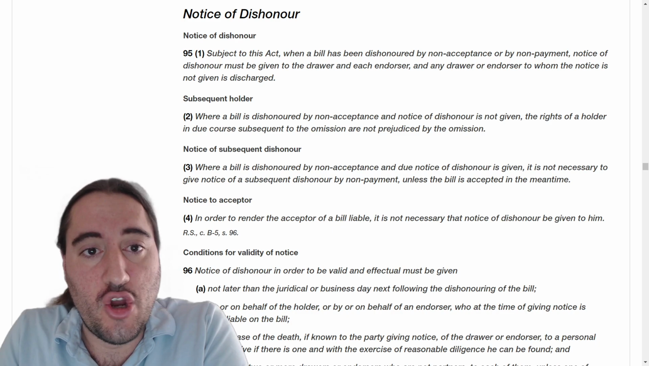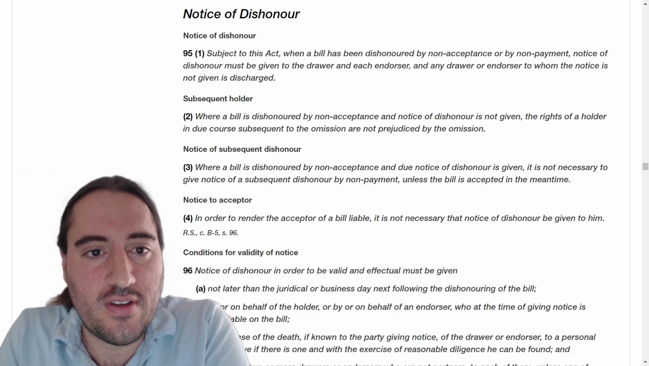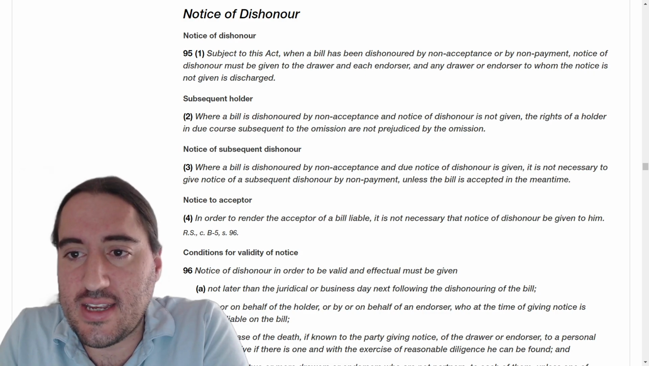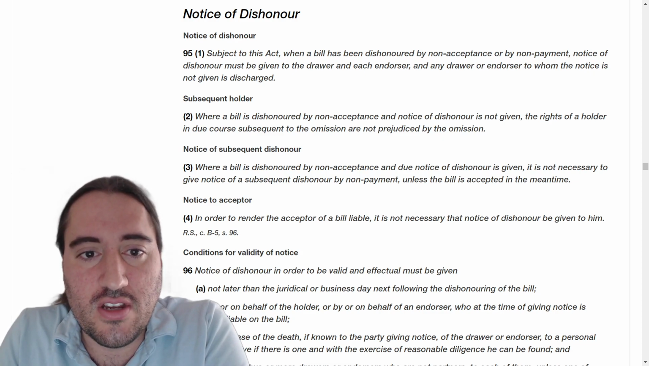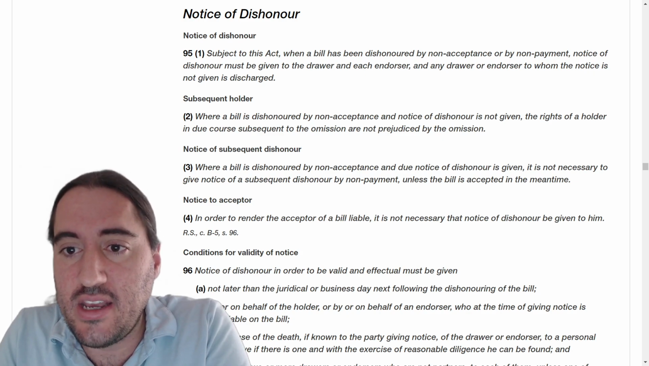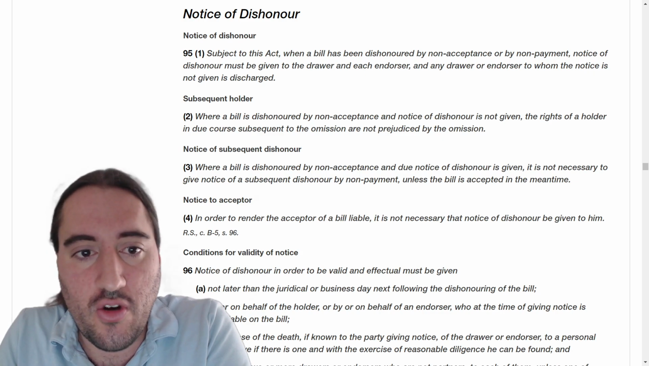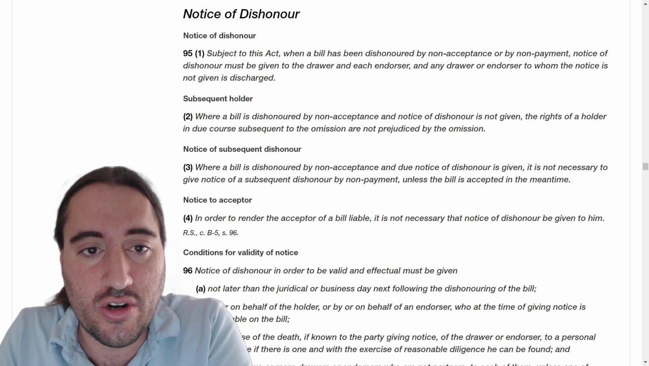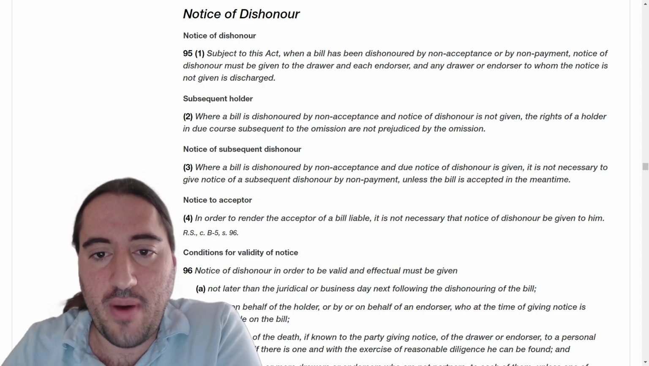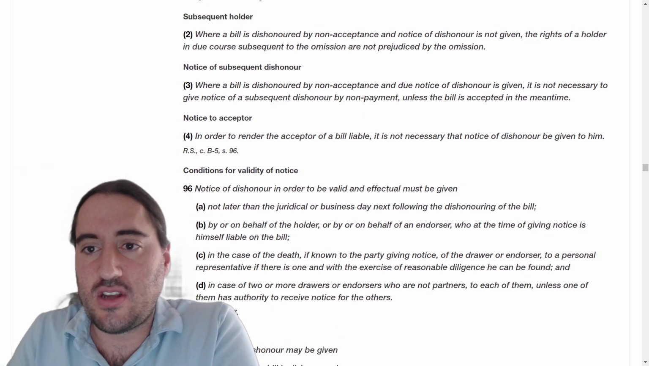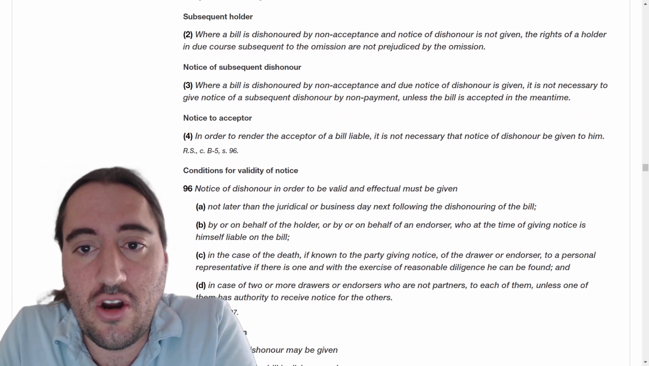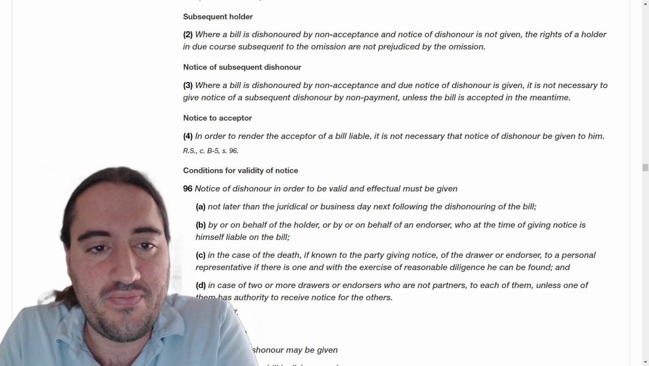So, we left off at Notice of Dishonor. Notice of Dishonor. Subject to this act, when a bill has been dishonored by non-acceptance or by non-payment, notice of dishonor must be given to the drawer and each endorser, and any drawer or endorser to whom the notice is not given is discharged. Subsequent holder. Where a bill is dishonored by non-acceptance and notice of dishonor is not given, the rights of a holder in due course subsequent to the omission are not prejudiced by the omission.